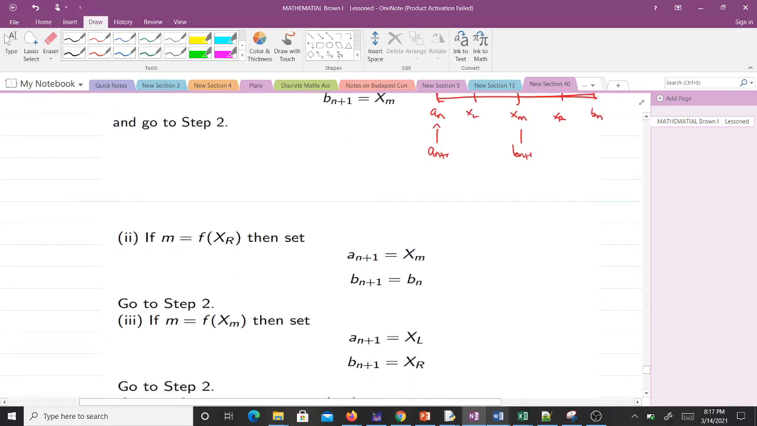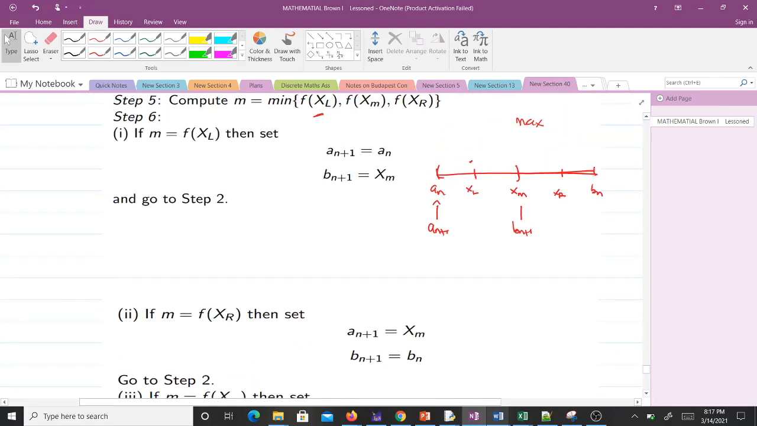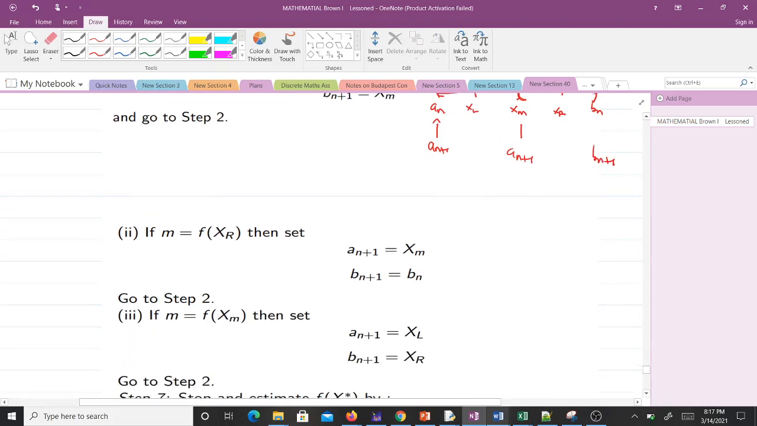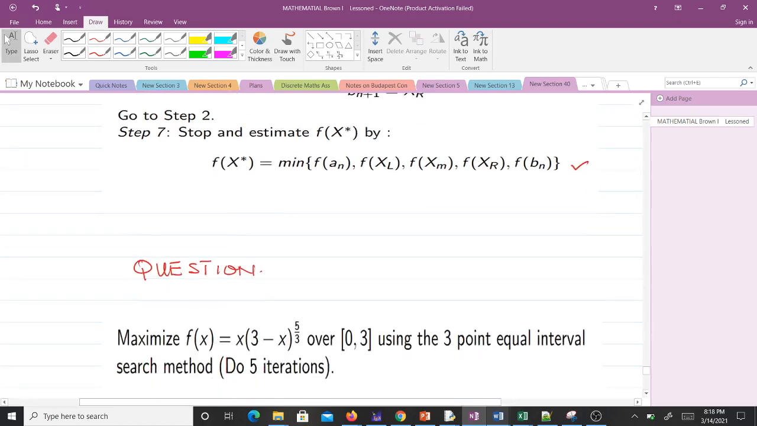Then if m is equal to xr, in this case, that means we will only be interested in this portion. So now this will be our an plus 1, and this will be our bn plus 1. And if m is equal to f of xm, then we have this. Then we go to step 2 and we continue doing our iterations. So trust me, the algorithm is very simple. You realize that as we solve an example with it.